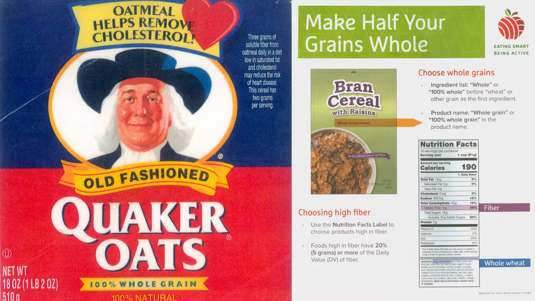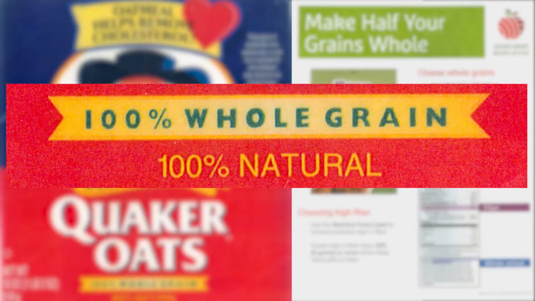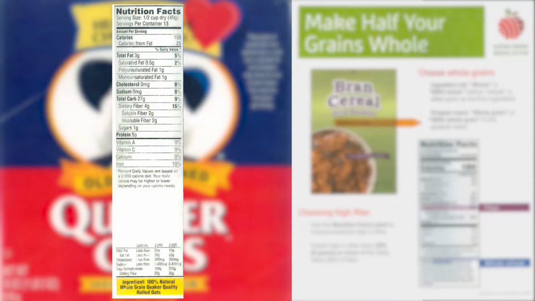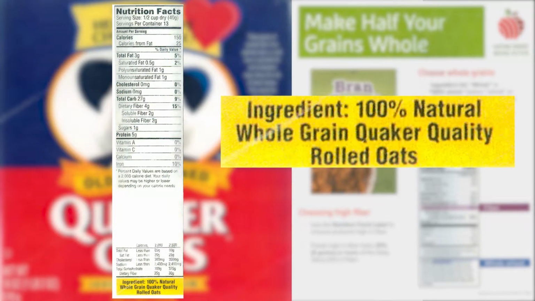So this is just a brand that we're used to seeing, but it could be any brand. In this case, it does tell us Quaker oats, 100% whole grain. Now when we look at the back of this label and we go to our ingredient list, it does tell us 100% natural whole grain Quaker quality rolled oats, and that's because of the brand.